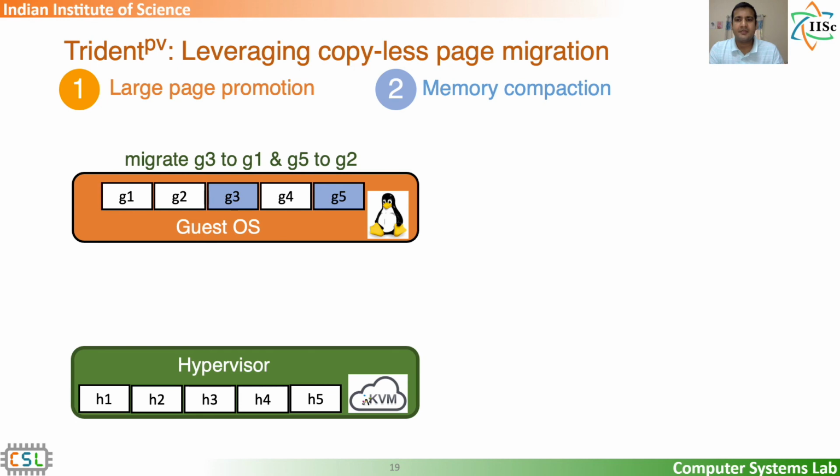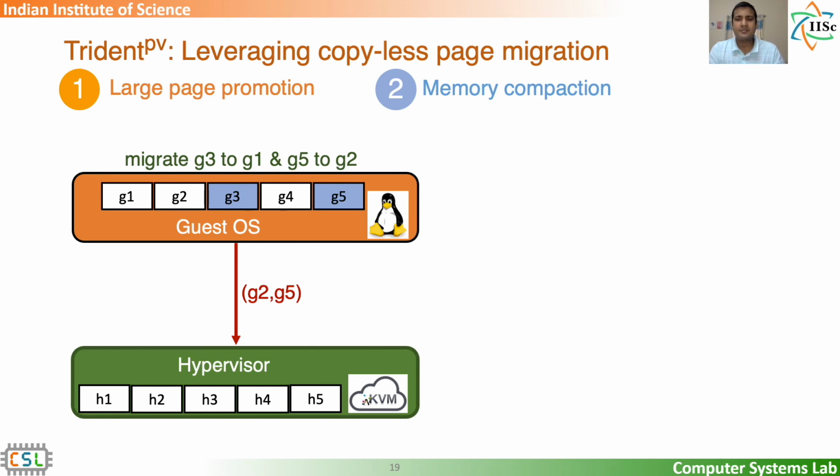In Tridentpv, we use this idea to optimize both promotion and compaction. For this, we replace data copy operations with hypercalls from guest Linux to KVM. For example, we issue a hypercall with parameters g1, g3 to mimic the effect of copying g3 to g1. And similarly, the next hypercall with parameters g2, g5 mimics the effect of copying g5 to g2.